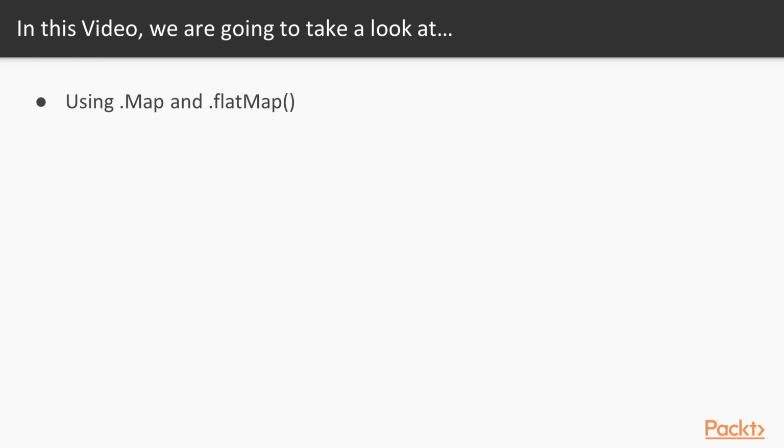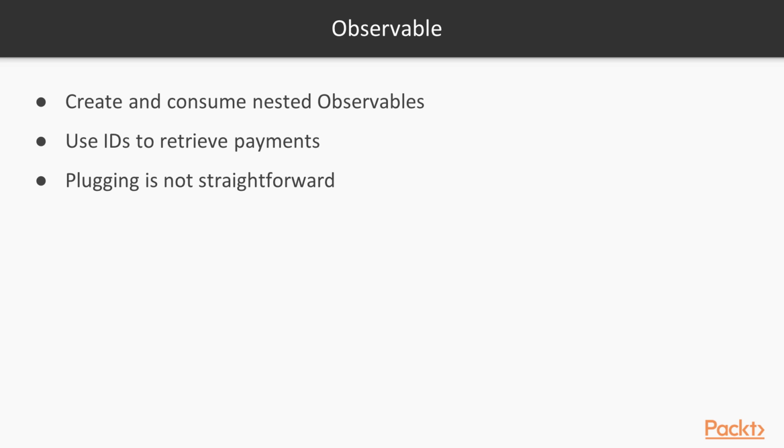In this video we're going to see how to use .map and then learn about .flatMap in detail and its working. As we have already seen, there is often a need to create and consume nested observables. Let's say that the user ID is produced by an observable, and we have to use that ID to retrieve payments through another observable. Plugging everything into one seamless flow might not be so straightforward, and in cases like these, we've often used tools like the .flatMap function.